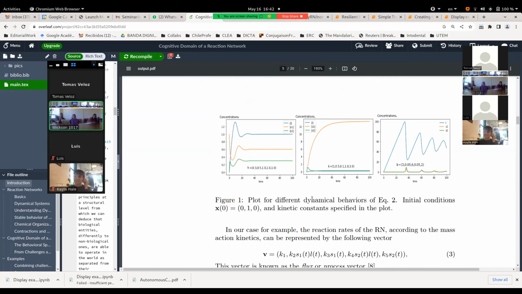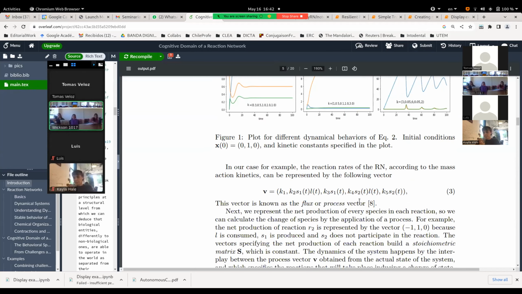So that's the idea of chemical organization theory: instead of focusing on the parametric conditions that cause changes between these different qualitative behaviors, we will look at the landscape of qualitative behaviors before thinking of the kinetic parameters. That's the trick.